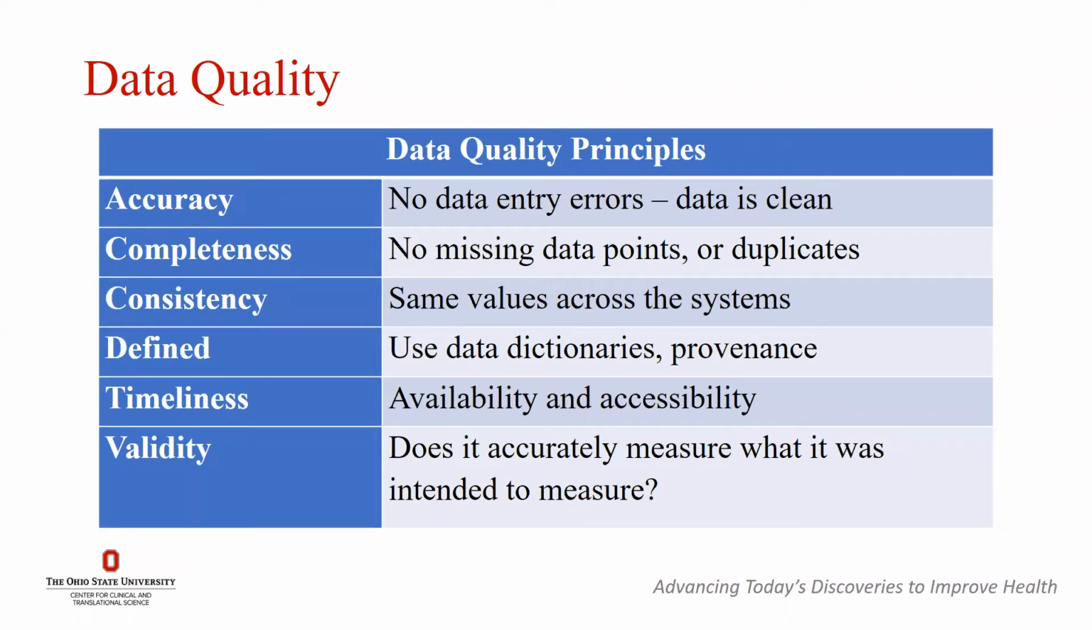Timeliness. This is something that I don't think that as coordinators we deal with a lot, but it indicates that it is readily available and accessible, that it isn't saved in an unreachable location that we cannot access that information anymore. And then probably the most important is the validity. Does it accurately measure what it was intended to measure?